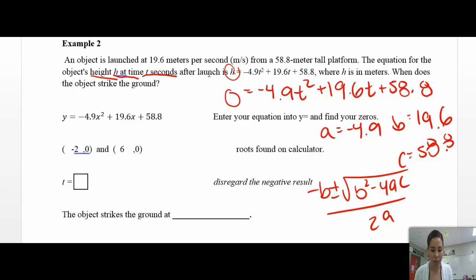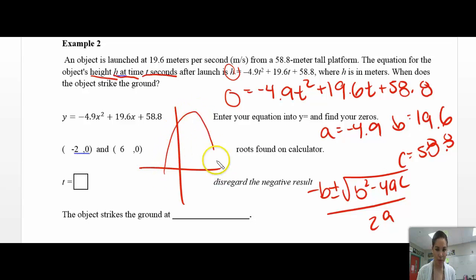If you go to the y equals button and you enter your equation, so negative 4.9 x squared plus 19.6x, and then plus 58.8, and I go to graph, your graph is going to look something like, let me zoom out, this is what it should look like. And so basically, I'm just going to draw a sketch here, you have a graph that looks something like this, and it's starting at 58.8.